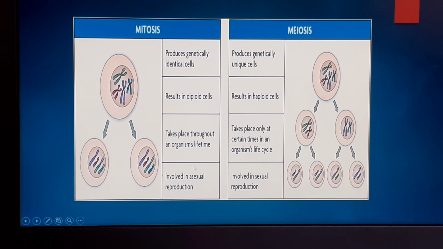Next one, mitosis takes place throughout an organism's lifetime, in all the somatic cells, and is involved in asexual reproduction. Meiosis takes place only at certain times in an organism's life cycle. Only at the reproduction time can we see this type of cell division, that is called meiotic cell division, involved in sexual reproduction. I will explain a little more.